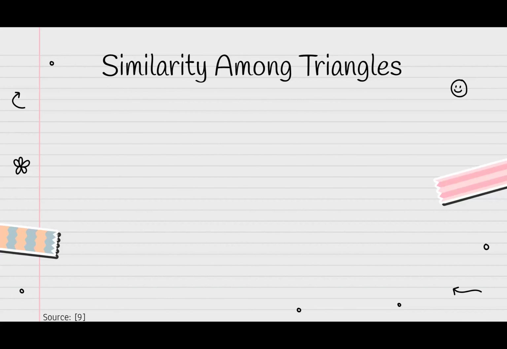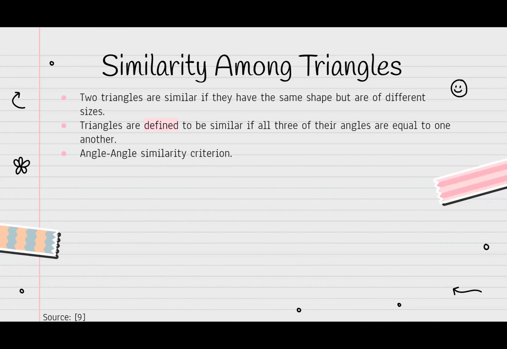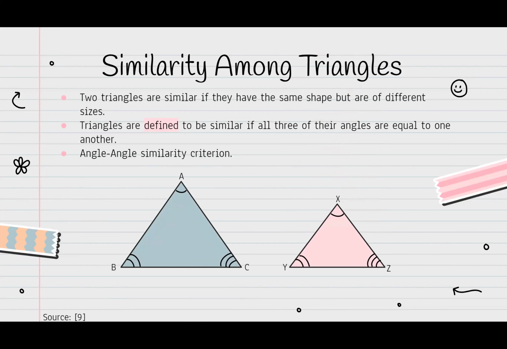Now we can discuss similarity among triangles. Two triangles are similar if they have the same shape but are of different sizes. So triangles are defined to be similar if all 3 of their angles are equal to one another. This leads to something called the angle-angle similarity criterion.